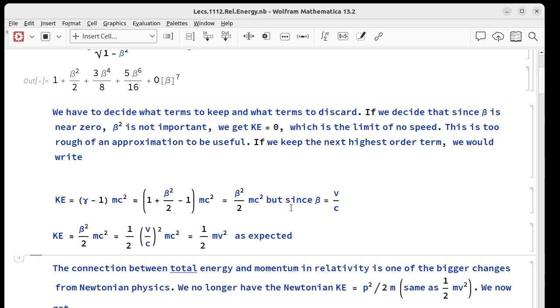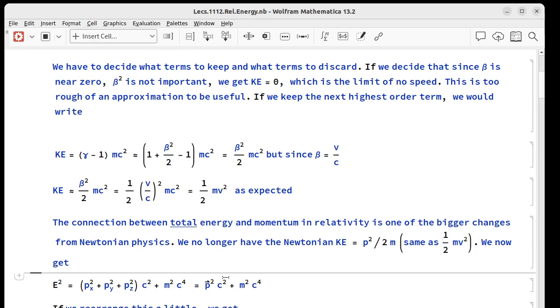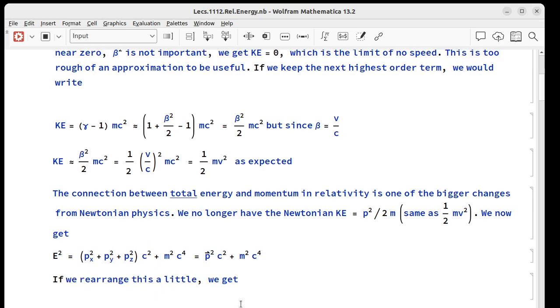The connection between total energy and momentum in relativity is yet another change. What we used to have is Newtonian kinetic energy as p squared over 2m, or 1/2 mv squared. Now what we have is something called total energy. That includes momentum, as well as this mass-related term. We can rearrange this, now that we know that mass is the thing that never changes, and write it as m squared c to the 4th is E squared minus p squared c squared.